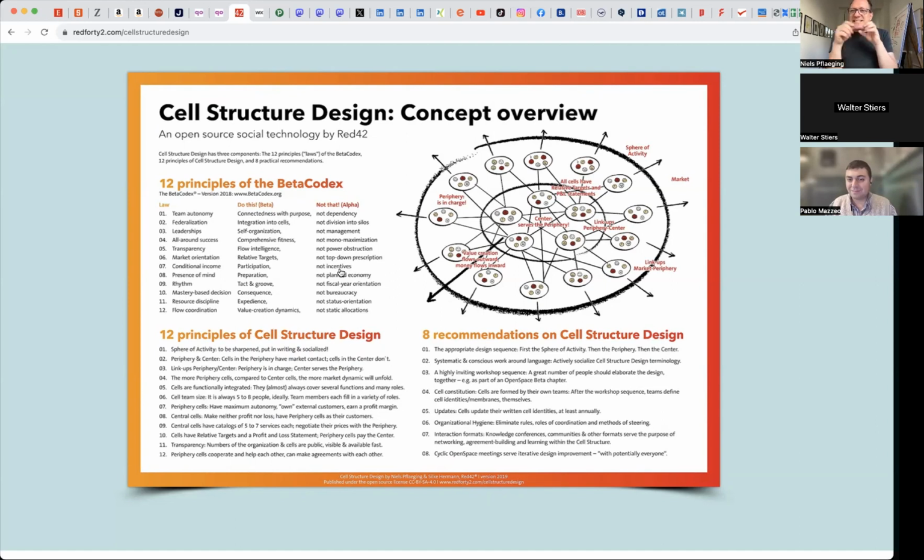All right? This is not exact science. This is a recommendation: where does cell structure design apply most? To organizations that are larger than 20, 30 people. Good. Can it be done in organizations with just 10 people? Yes. It's only that you will not get that much out of it.